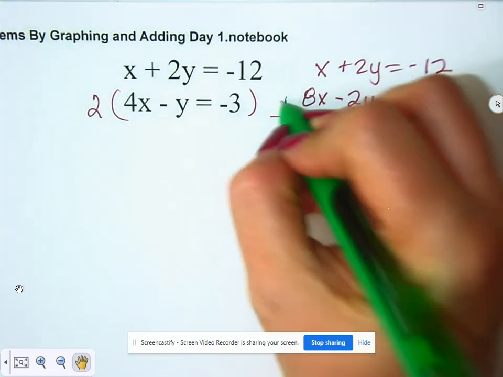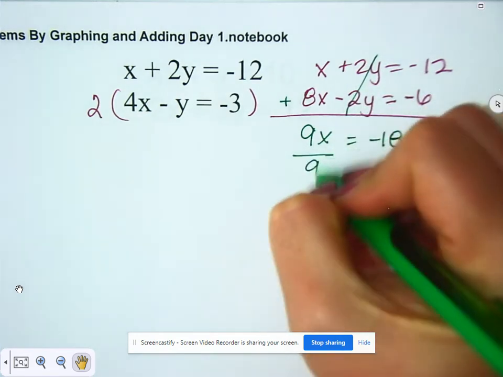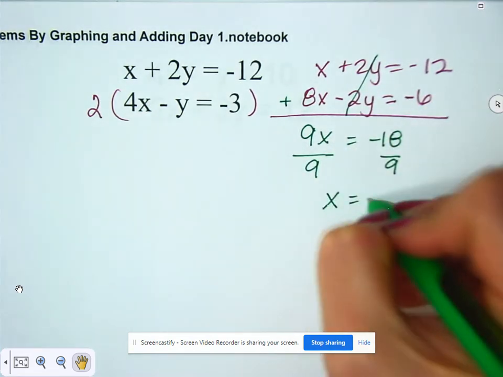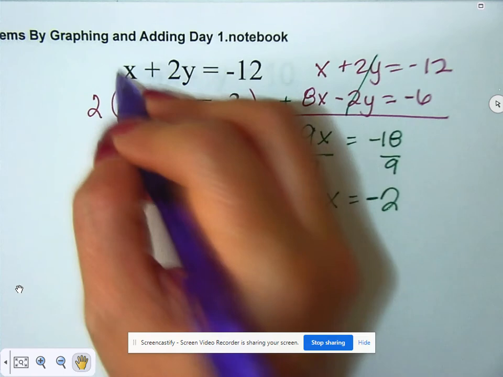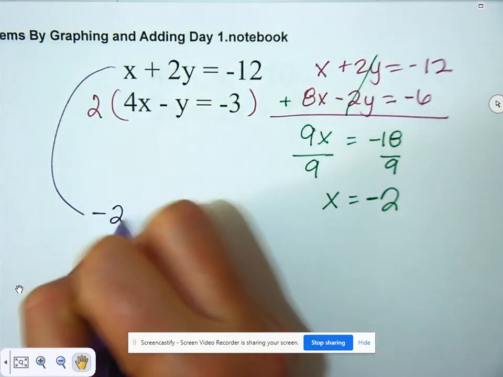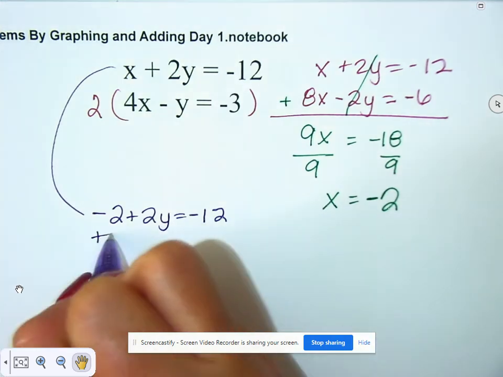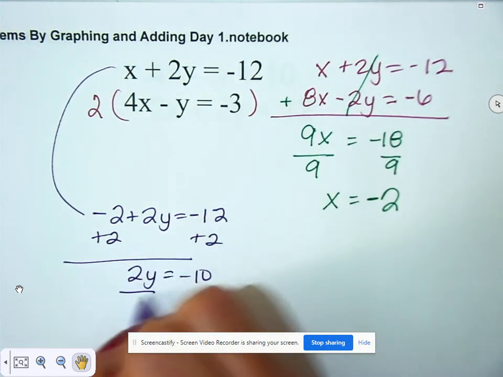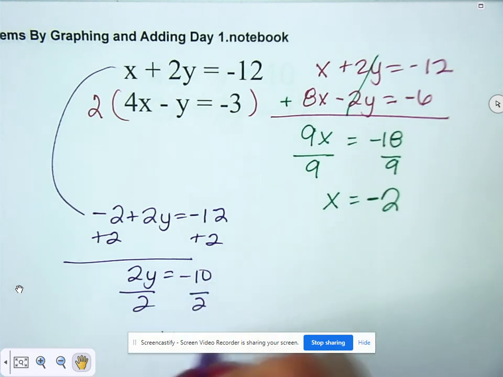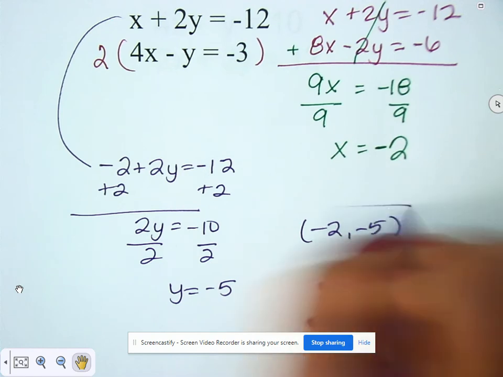All right, we're going to add these together and solve. So x is negative 2. Let's pick the top equation again this time. Haven't done many of the top equations. So x is negative 2, plus 2y equals negative 12. And again, remember, I went to the beginning one, not the one I multiplied. So our ordered pair would be negative 2, negative 5.